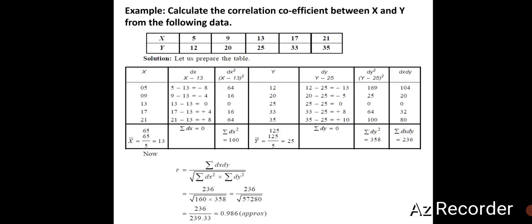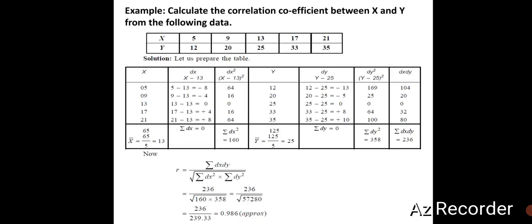We put the values of x, we take out the mean of that x, which is called x bar, and then we find the difference x minus x bar, right? So that becomes our dx. Then we take the square of that dx every time. Then the same process goes for y. We find dy, dy square, and then we multiply our dx and dy, right? Then we sum it, which comes to around 236.